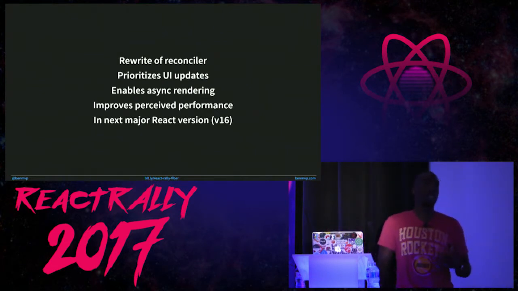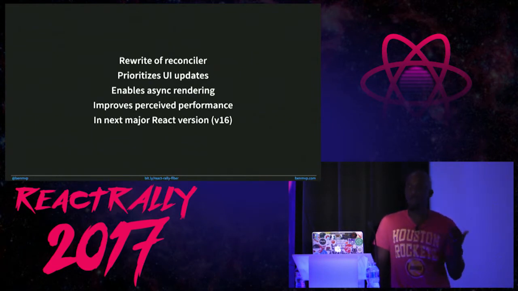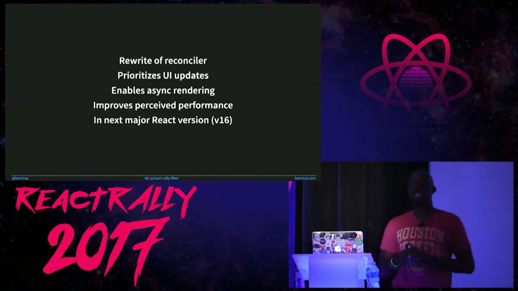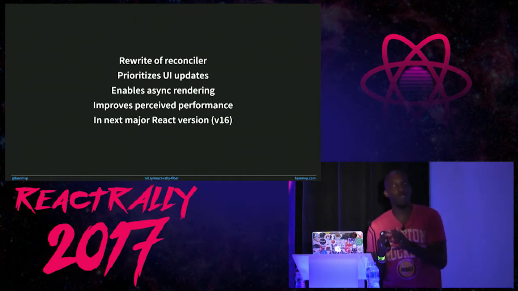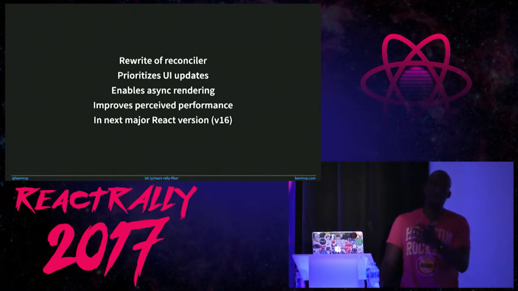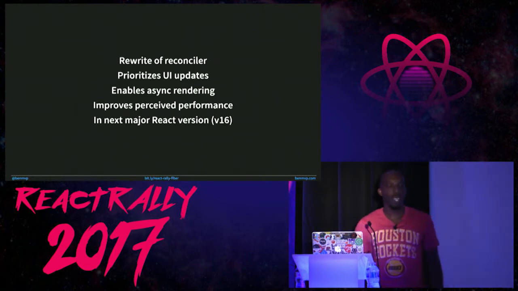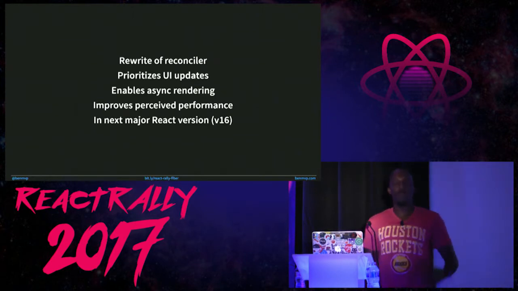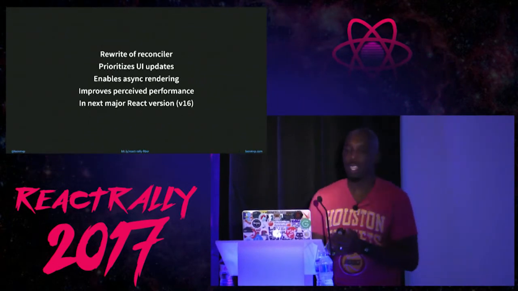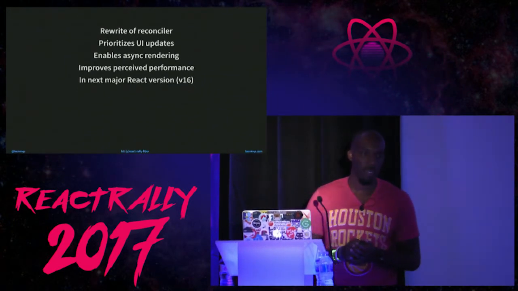Now the Fiber reconciler will allow us to prioritize UI updates so that things of higher priority can happen before things that are lower priority, so you can have better performance in your UI. And the result of that is asynchronous rendering. You may have a component that starts rendering, and then time is released back to the main thread, and something else will render in its place and then come back to render. I'll talk about that in a little bit. React Fiber is being released in the next major version of React, which will be version 16.